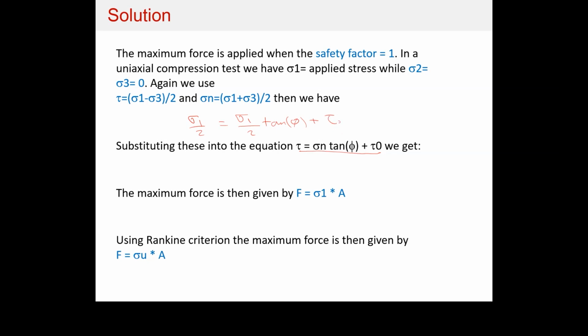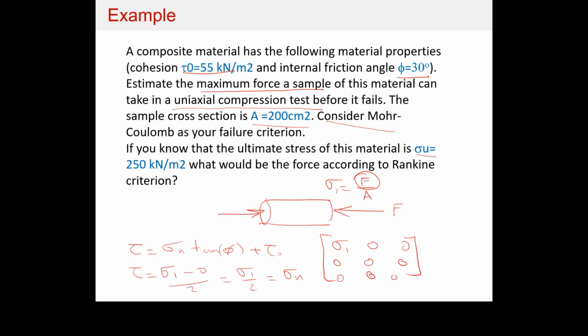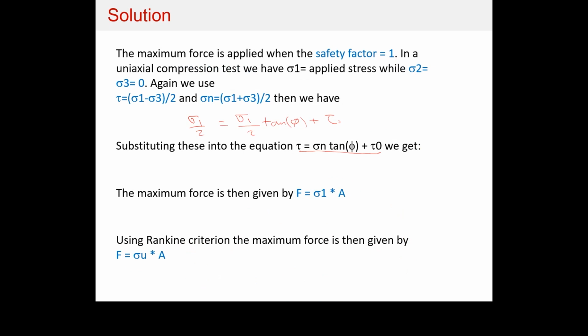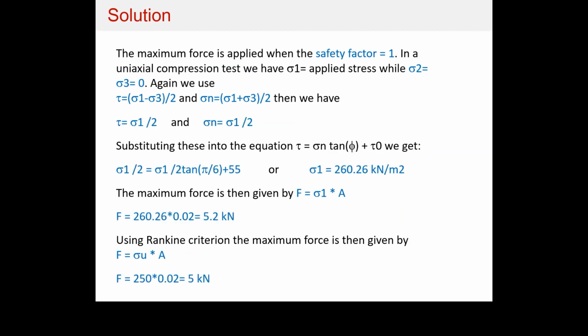Now the cohesion is 55 and the internal friction angle is 30. So you just basically replace them. So this is pi divided by 6. I think this, yes, so 30 degrees is pi divided by 6, and the cohesion is 55, and this is sigma 1 divided by 2, and sigma 1 divided by 2.